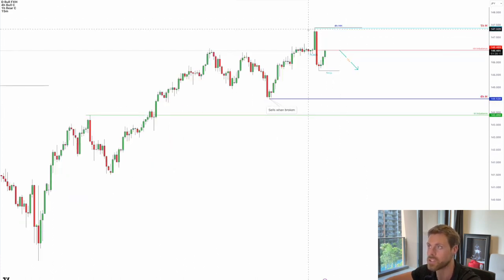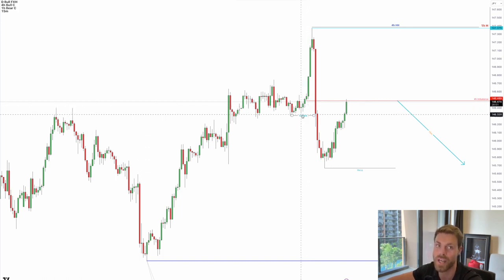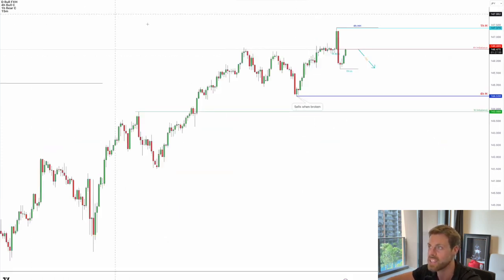But the 4 hour just made a 4 hour higher high by a 1 hour break of structure. So the 1 hour has already broke structure. The 4 hour is still bullish. So for that reason, we are not selling on the 1 hour because that will be going against the 4 hour trend. So what we're doing now is we're just being patient.